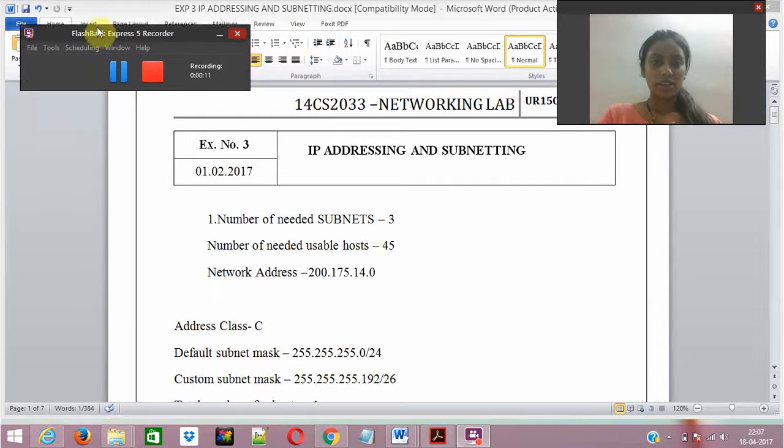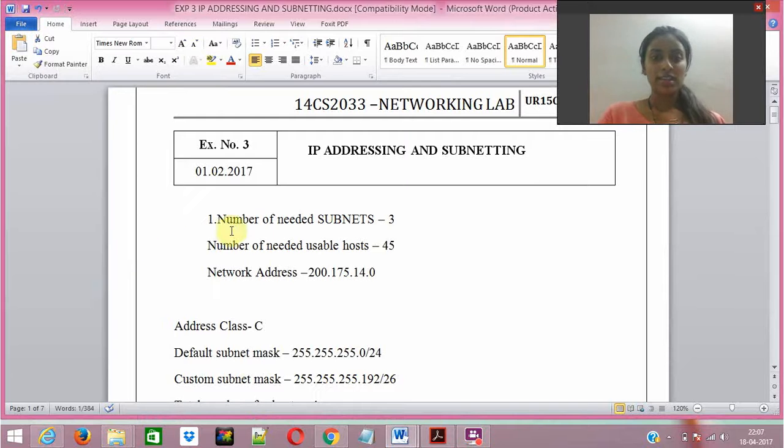So here is the question given: the number of subnets needed is 3, the number of needed usable hosts is 45, and the network address is given to us.